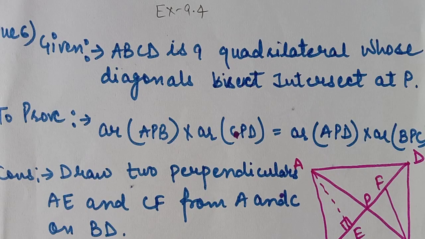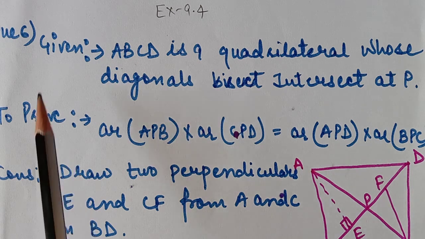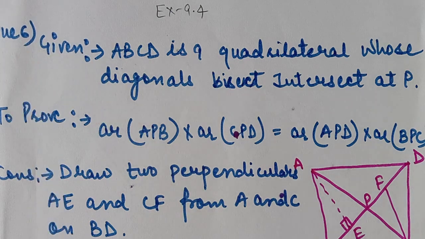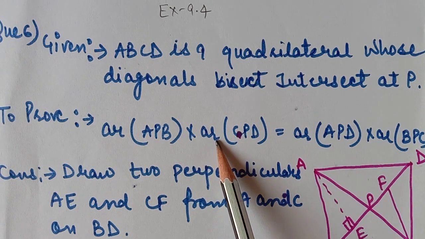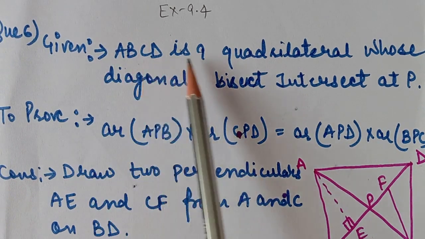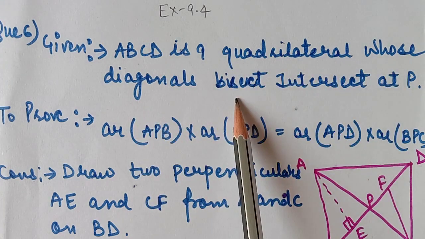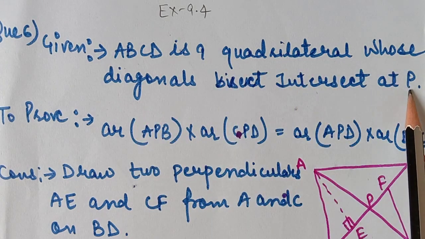So student, this is exercise 9.4 from your NCERT, question number 6. We already discussed the first 5 questions. Question number 6: diagonals AC and BD of a quadrilateral ABCD intersect at point P. We have to prove that the areas of the triangles are related in pairs. So what is given to us? ABCD is a quadrilateral whose diagonals intersect at point P.